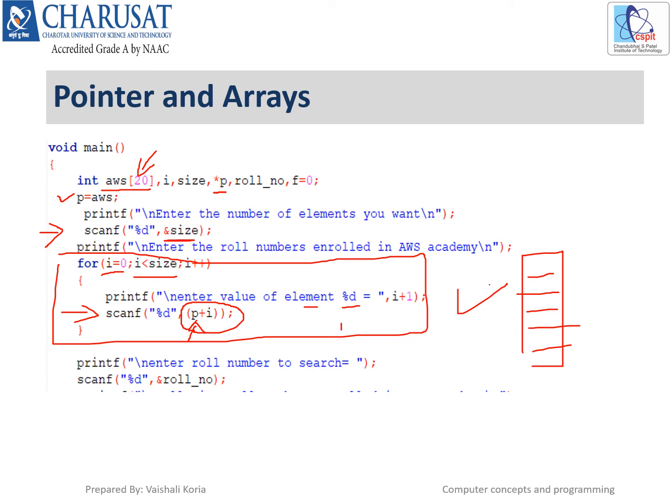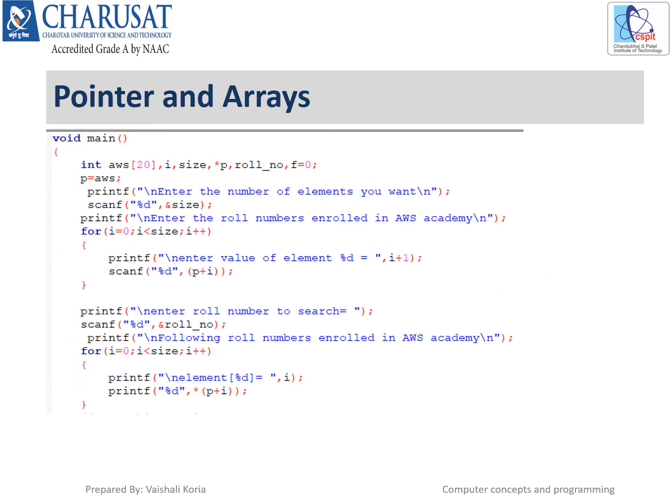Now the next input is what? We have to enter the roll number that we want to search from this list. So here this scanf is used to enter the roll number that we want to search. This particular for loop is for input of the values, and now this for loop is used to print the array elements. That means this for loop will print all the roll numbers which are enrolled for the AWS Academy.